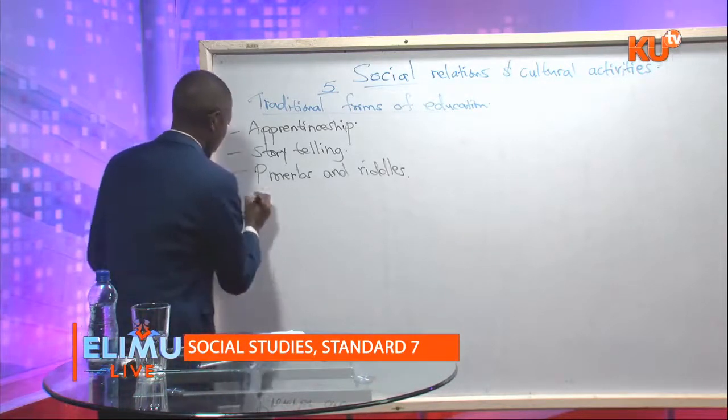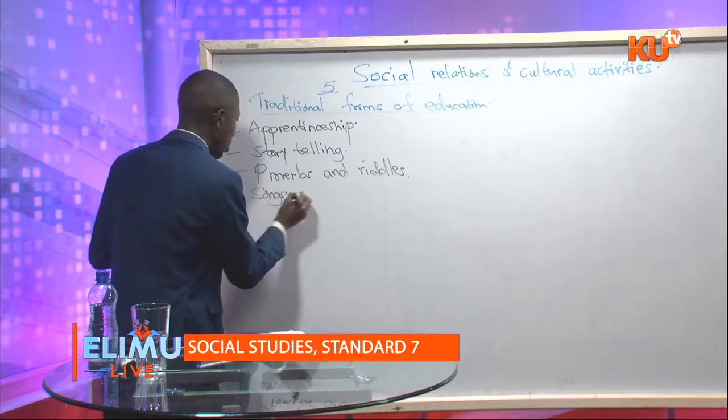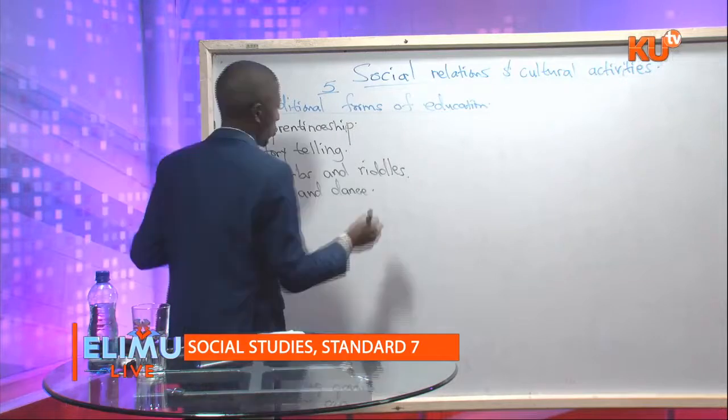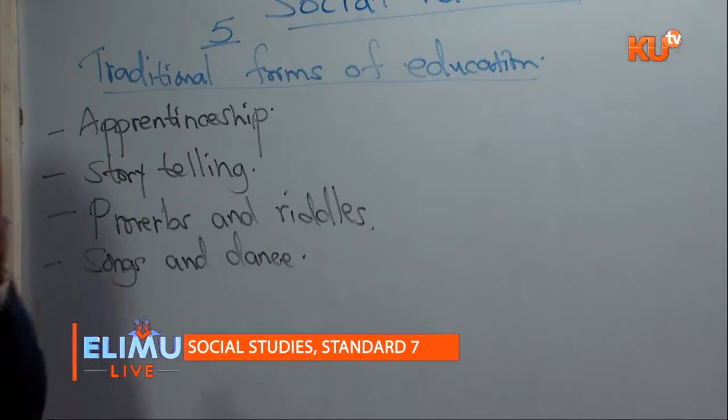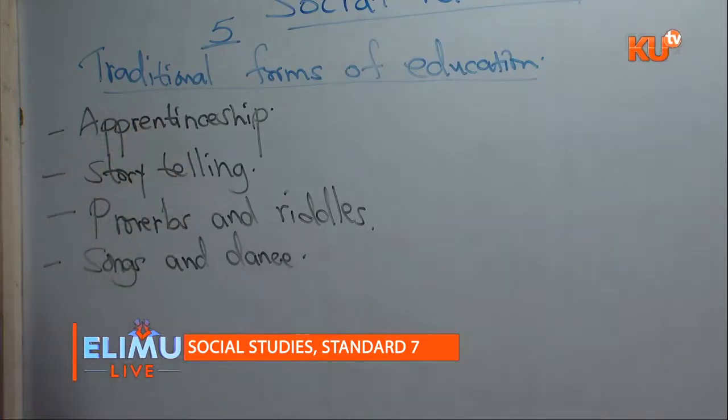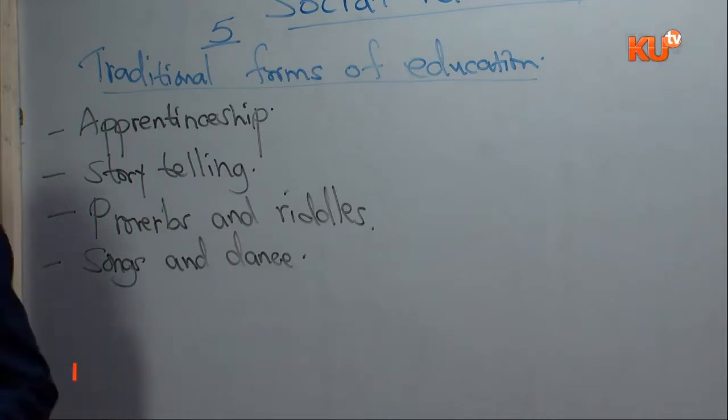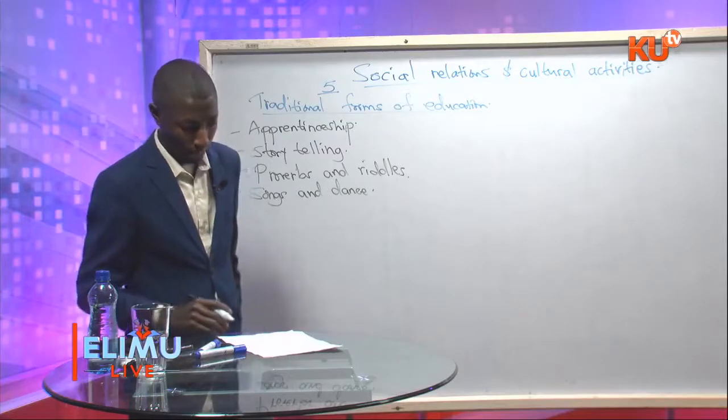Then we had songs and dances. In the songs that were sung, there were meanings, there were good values that children learned from the songs that were sung in the past. They were used as a form of education to transfer knowledge from one generation to another.